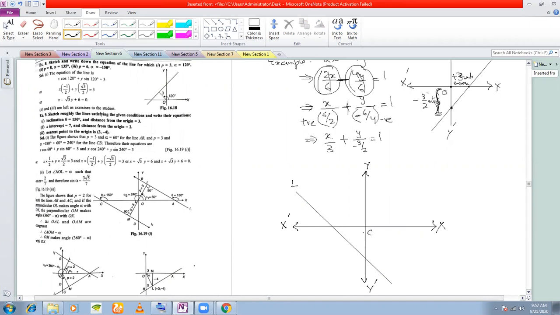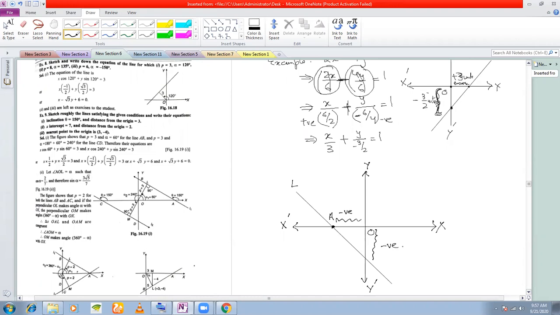So if you see the distance between the origin and the point where it cuts the x-axis here, this is negative. And also here, the distance between the origin and the point where the straight line cuts the y-axis is also negative. So therefore, x and y intercepts in this case will be both negative.